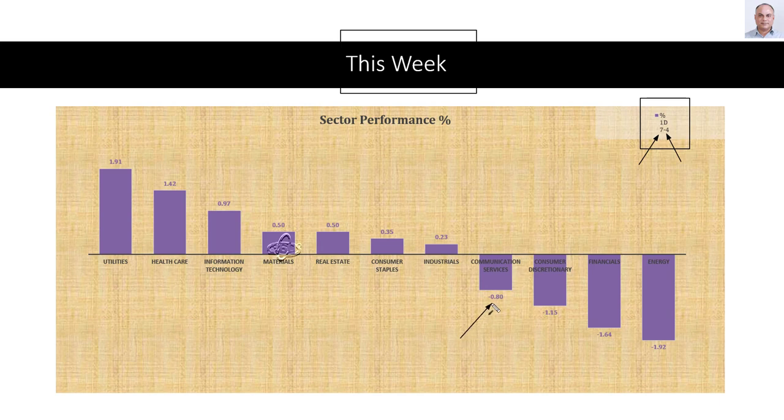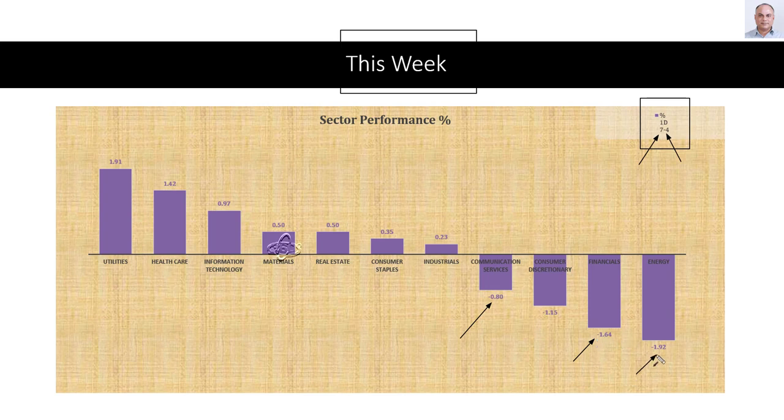One of the down sectors was communication services. It was probably pulled down by Netflix. Financials was also down on Friday. Later on, I will show using QEdge top-down analysis that this decline was due to a large number of regional banks dropping on Friday. You may be cautious about holding regional banks looking at those drops from QEdge.